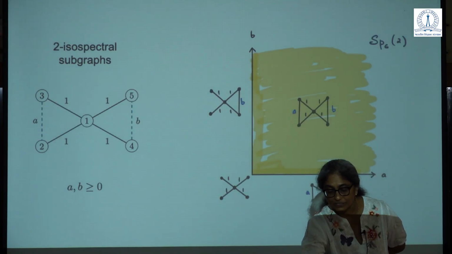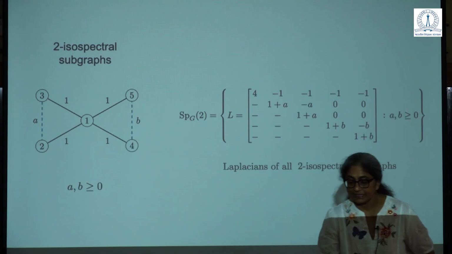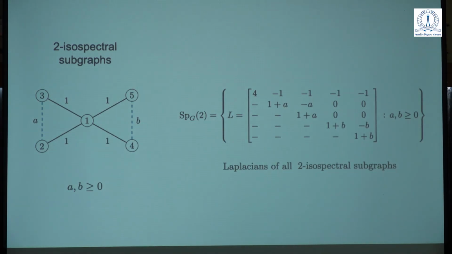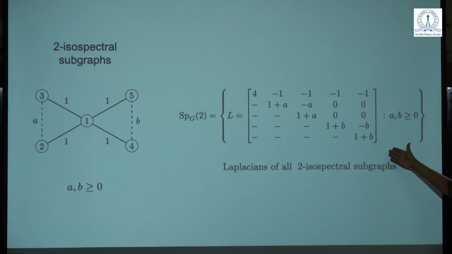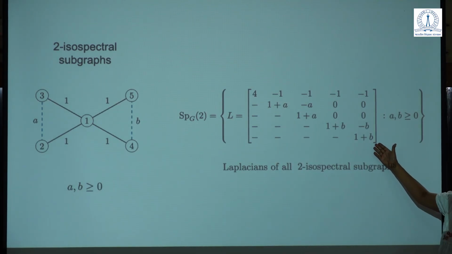Okay, so that's the picture. This is the space of sparsifiers, the yellow stuff. And then, because I know the weights and so on, I can write down all possible Laplacians. It'll look like this.